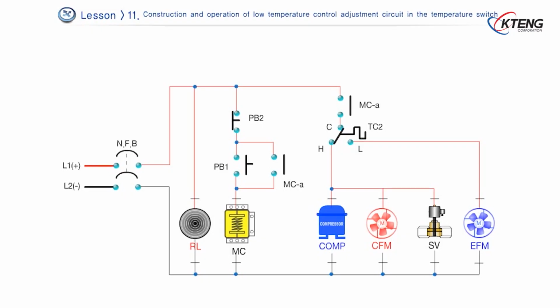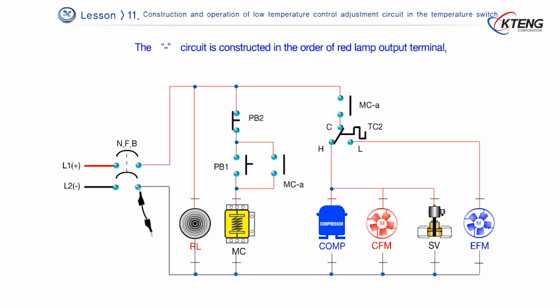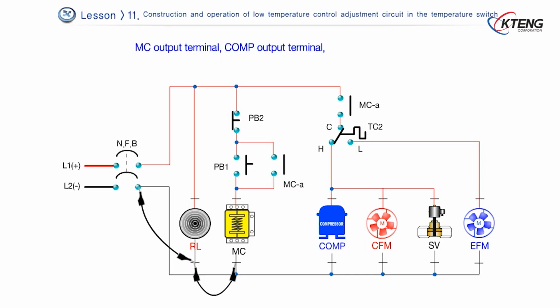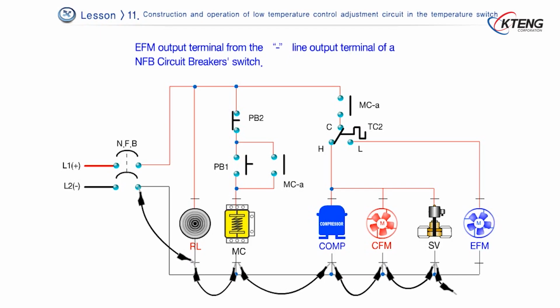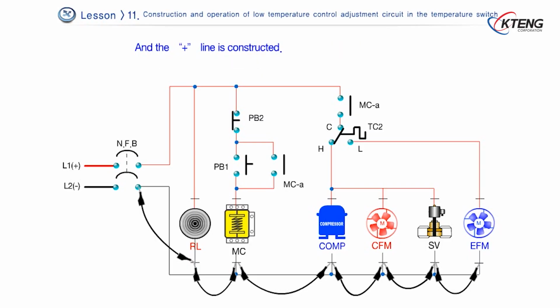The circuit construction is first to construct the minus line, which is line 2. The minus circuit is constructed in the order of red lamp output terminal, MC output terminal, compressor output terminal, CFM output terminal, output terminal of electronic valve SV, and EFM output terminal, from the minus line output terminal of an NFB circuit breaker switch. And then the plus line is constructed.